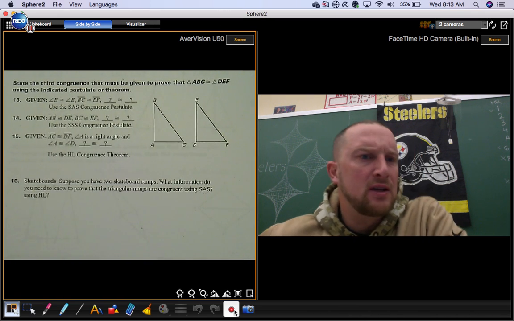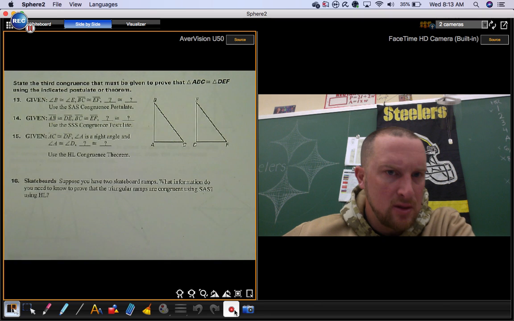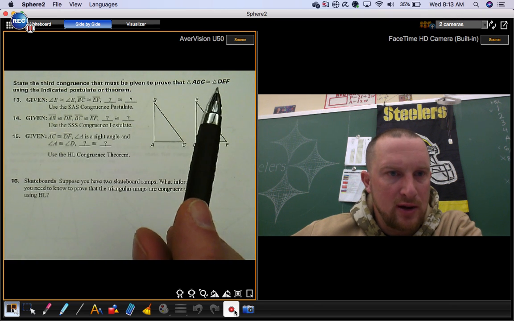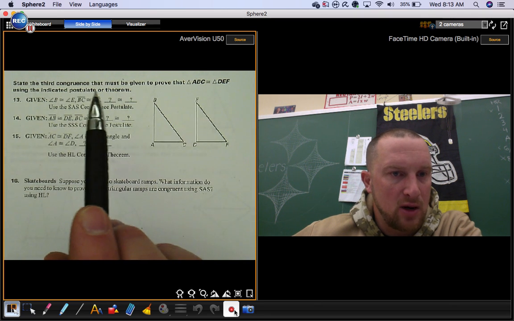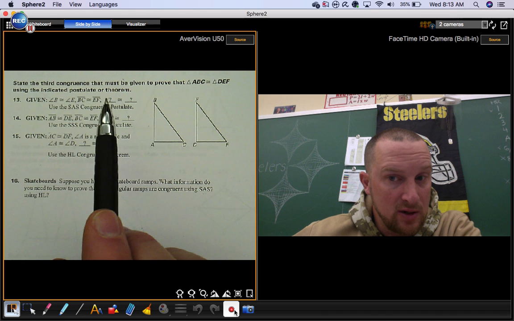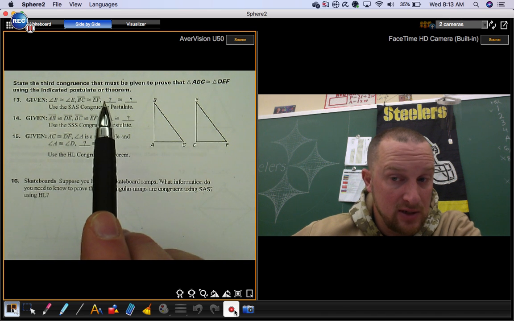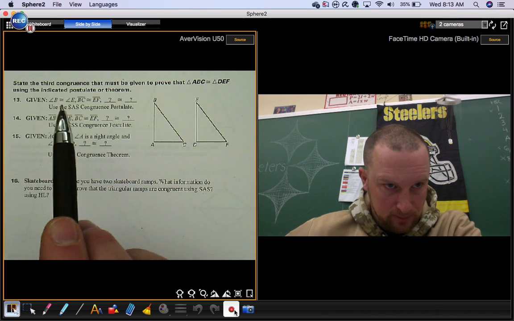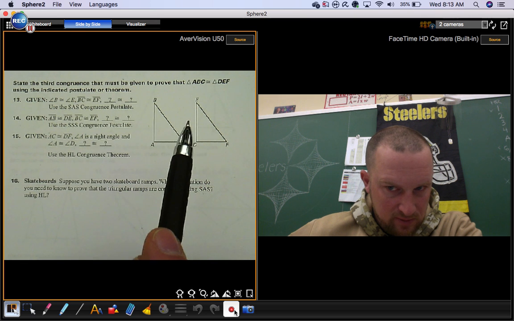13 through 15, let's state the third congruence that must be given to prove that the two triangles are congruent. Use the indicated postulate or theorem. So you can use any of your shortcuts, side, side, side, side angle side, or HL. If you want to use the pictures, you can.